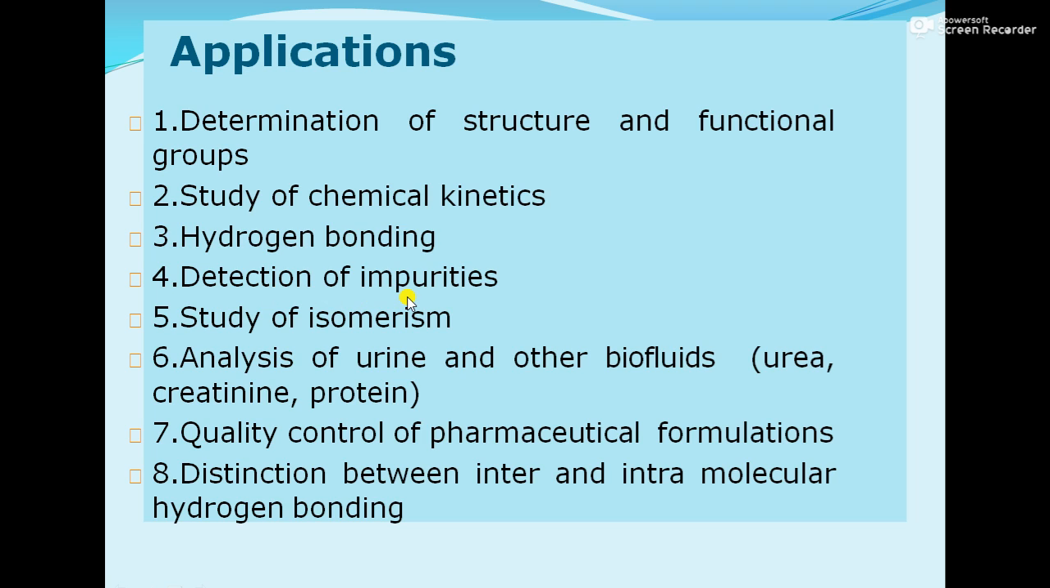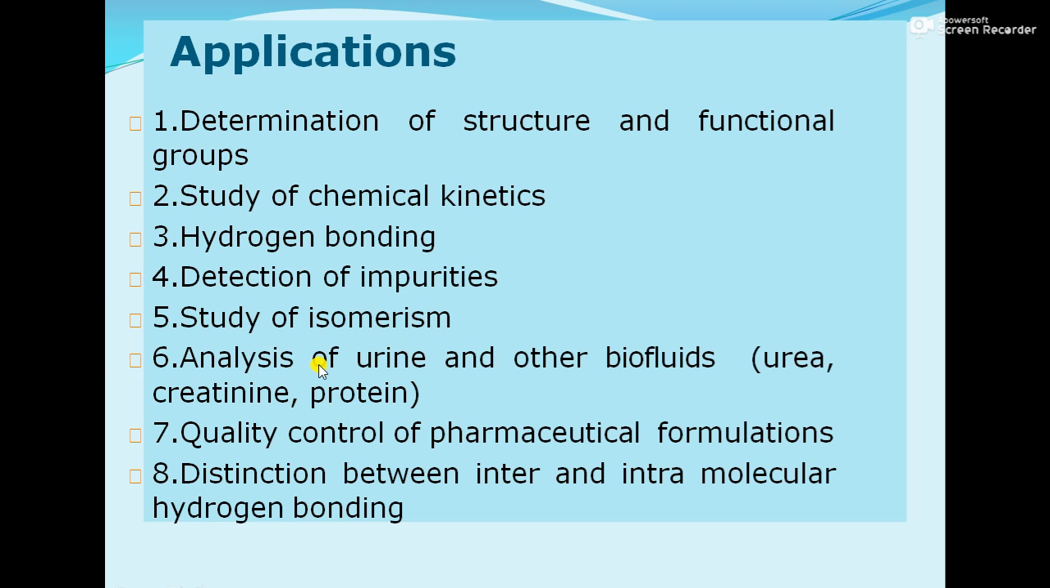The next is the detection of impurities. The IR spectra of an impure sample will show extra absorption bands compared with the IR spectra of the pure sample. So the presence of impurity can be easily detected. Then the study of isomerism can be done, like keto-enol tautomerism can be studied with the help of IR spectroscopy. The IR spectra show characteristic absorption of carbonyl groups for keto, whereas broad OH and C double bond C stretching frequency appear for enol. So keto-enol isomerism can be detected. Then it helps in the determination of the size of ketone rings.